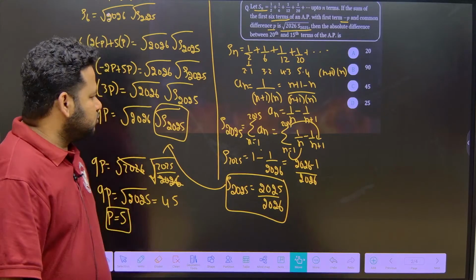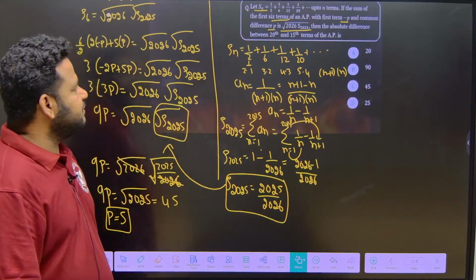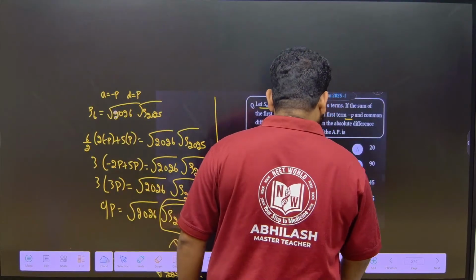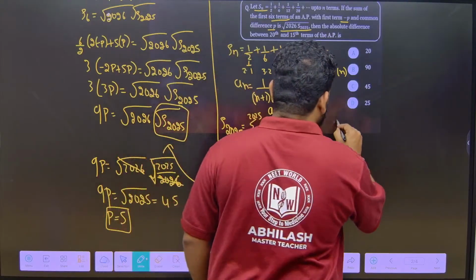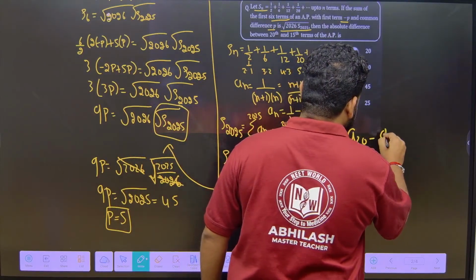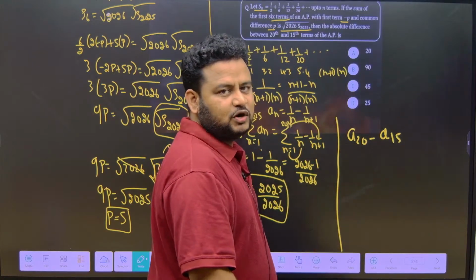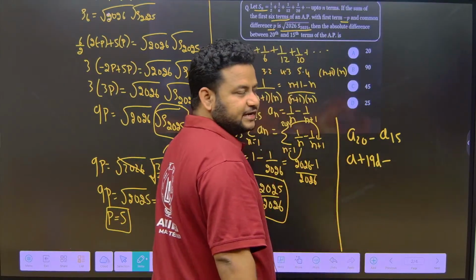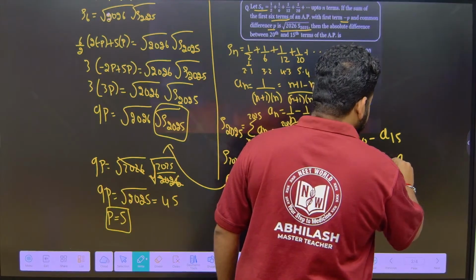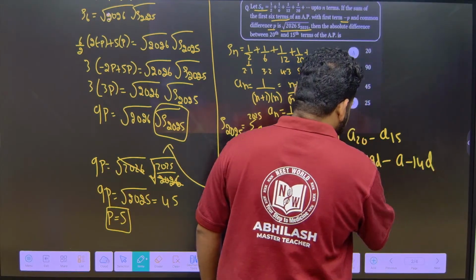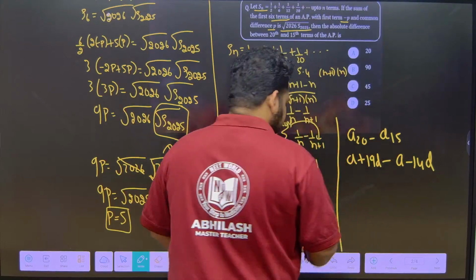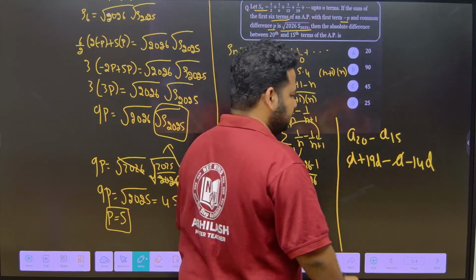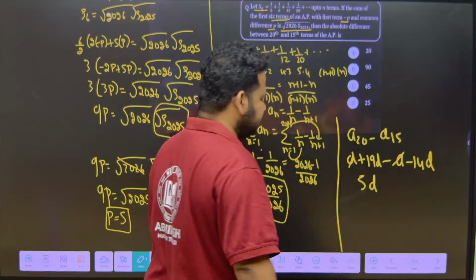Fine. So look at this, they are asking us to find the absolute difference between the 20th and 15th terms of the AP. So we just have to find A20 minus A15. A20 means I can write it as A plus 19D, minus A15, which is A plus 14D. So minus is there, I will write minus 14D, A and A will cancel. 19D minus 14D gives us 5D.